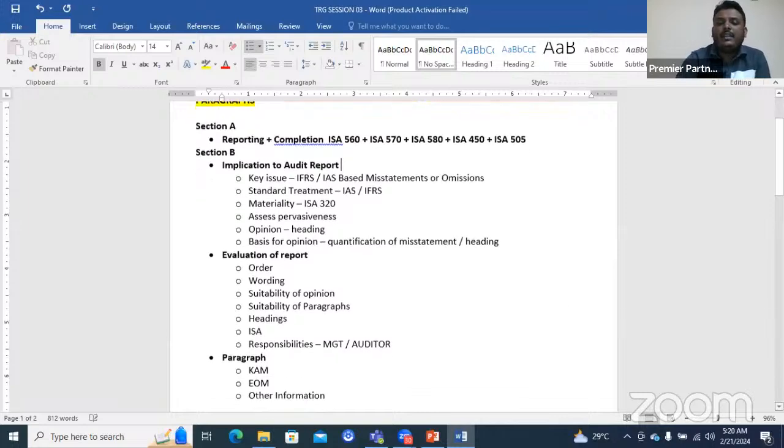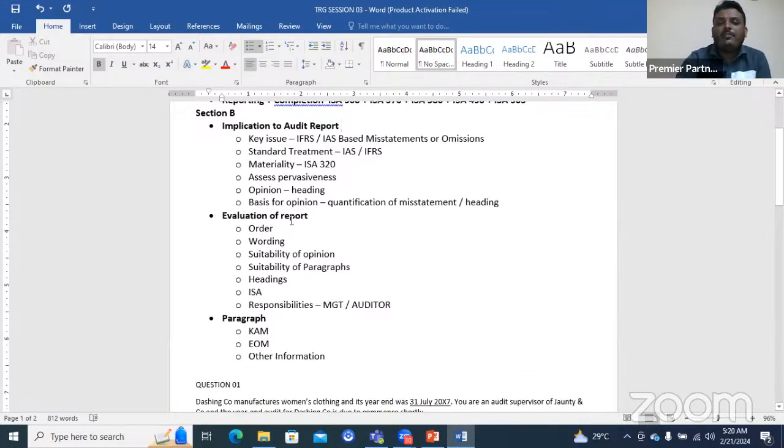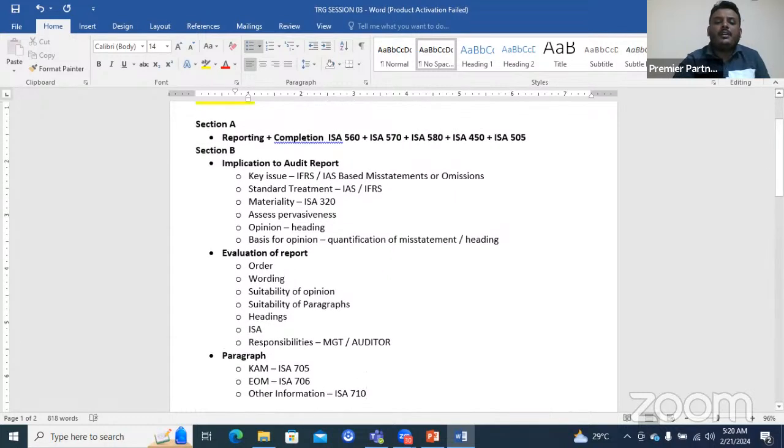After that, finally, paragraphs. When we are focusing on paragraphs, try to understand these three, very important. Key audit matters paragraph, that is ISA 701. Emphasis of matter paragraph, that is ISA 706. And other information, very important, that is ISA 720. You should have a clear understanding about these three paragraphs. So this is the maximum possible combination when it comes to reporting questions.